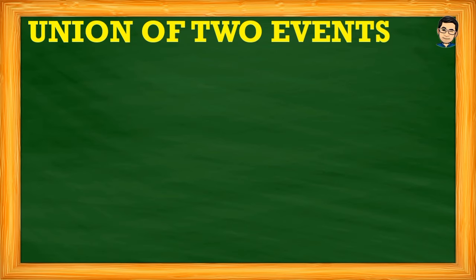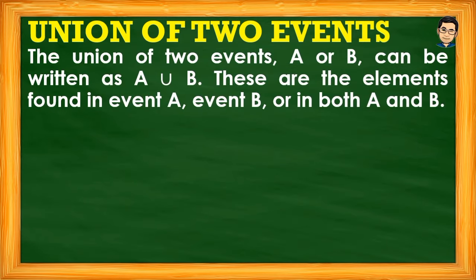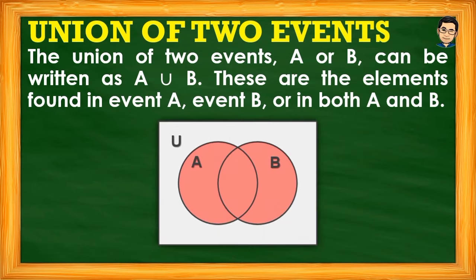So, let us now move on to the first topic, which is union of two events. So, the union of two events, A or B, can be written as A union B. These are the elements found in event A, event B, or in both A and B. So, to illustrate using Venn diagram, ayan. So, yung letter U po natin dyan is the universal set. Ibig sabihin, lahat ng elements makikita sa kanya, matatagpuan sa kanya.